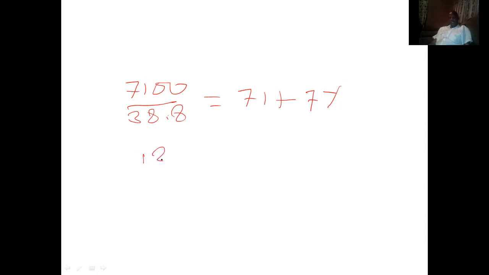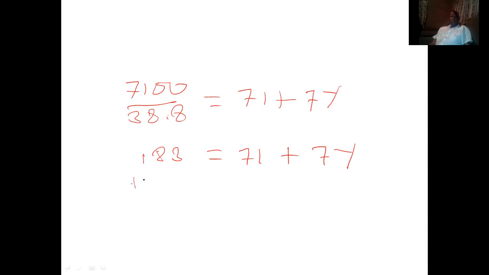So then what we can get is actually that we can say 71 divided by 38.8 is equal to 71 plus 7y. And this gives us actually 183 is equal to 71 plus 7y.